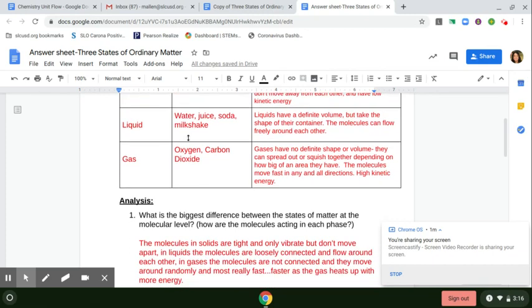And then for gases, my examples are oxygen and carbon dioxide. I could also put helium. I could have nitrogen, hydrogen, water vapor. And gases, their characteristics or properties are they have no shape or volume. So they can just spread out or they can squish together depending on what kind of a container you put them in. The molecules move very fast in all directions and they have high kinetic energy.